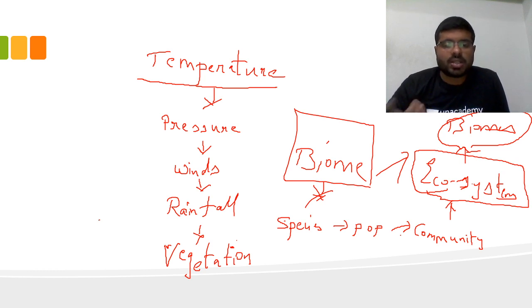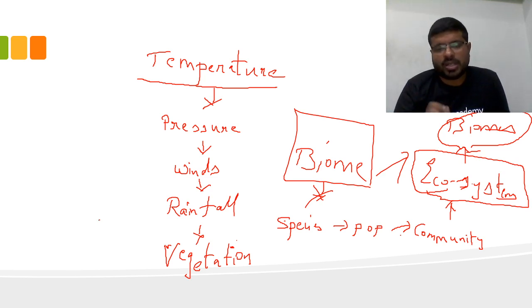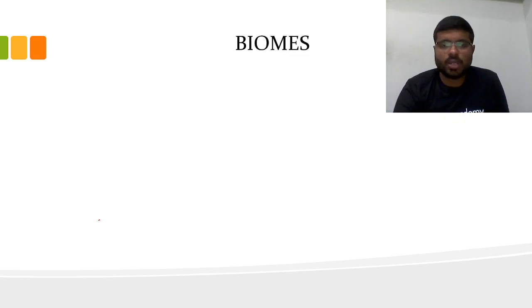Why are deserts so? Because of less rainfall. Why less rainfall? Once again, there are variations in temperature, pressure, and winds. All these things will impact these regions very significantly. That is the reason why, etc. Temperature and rainfall concepts. So, biomes.